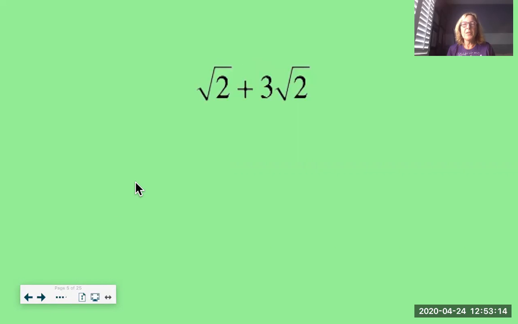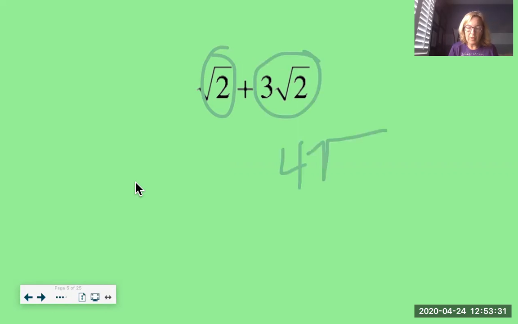So here's a problem where we have the square root of 2, and we're going to add 3 more square roots of 2 to that. So the square root of 2 becomes the like term. If we have one of these and then we add 3 more of them, that would give us 4 square roots of 2. The square root of 2 is the thing that we are combining.